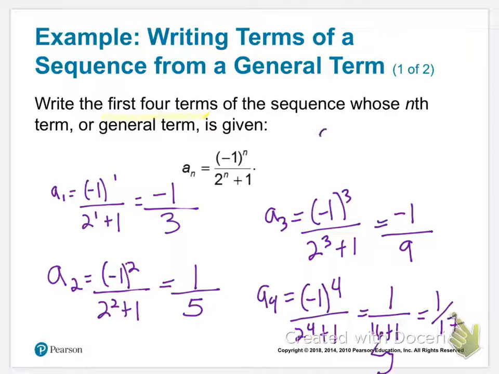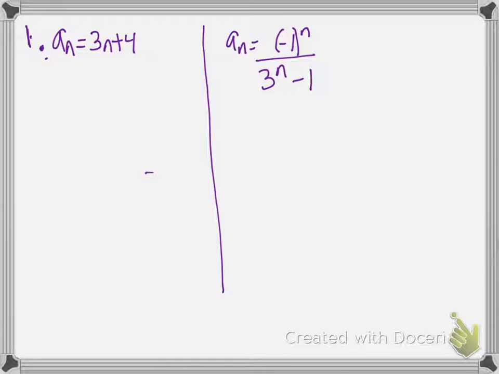So our solution set here is going to be negative 1/3, 1/5, negative 1/9, and 1/17. We're going to write them in the exact order that they are because they're specific numbers in a sequence. So don't reorder them from smallest to largest. We need them like this. Okay, so example 3 on your page, you see there is a typo. That is actually the solutions to the problem above it, example 2.